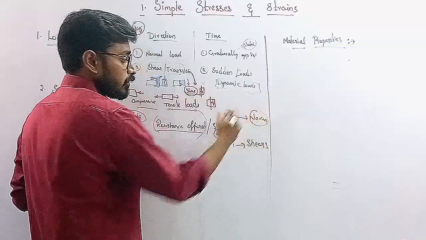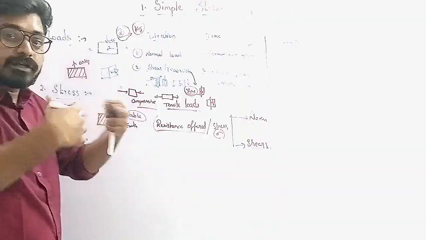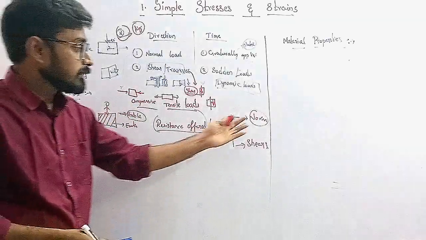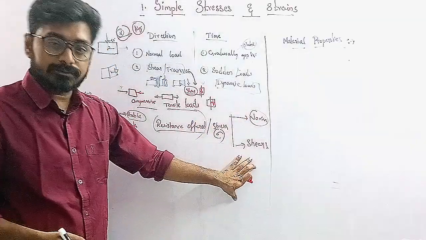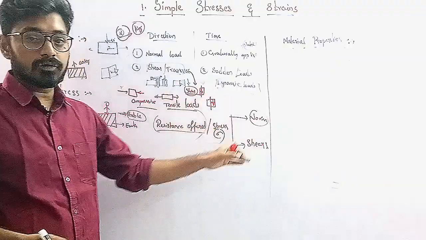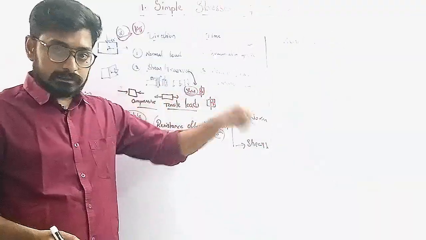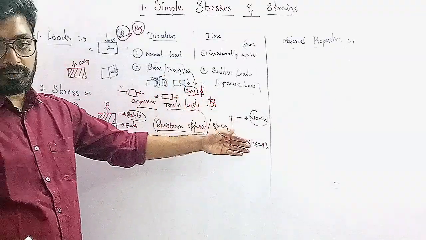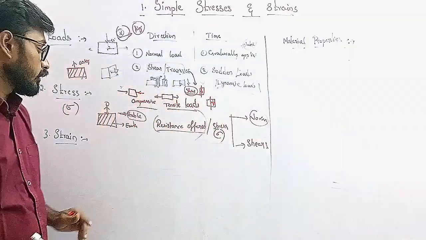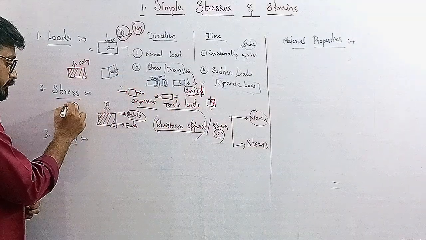So if the normal loads are acting on a body, if it gives the resistance to those normal loads, that is called normal stress. If the shear load acted upon a body, the resistance offered to the shear load is called shear stress. Okay. Simply the stress is sigma.